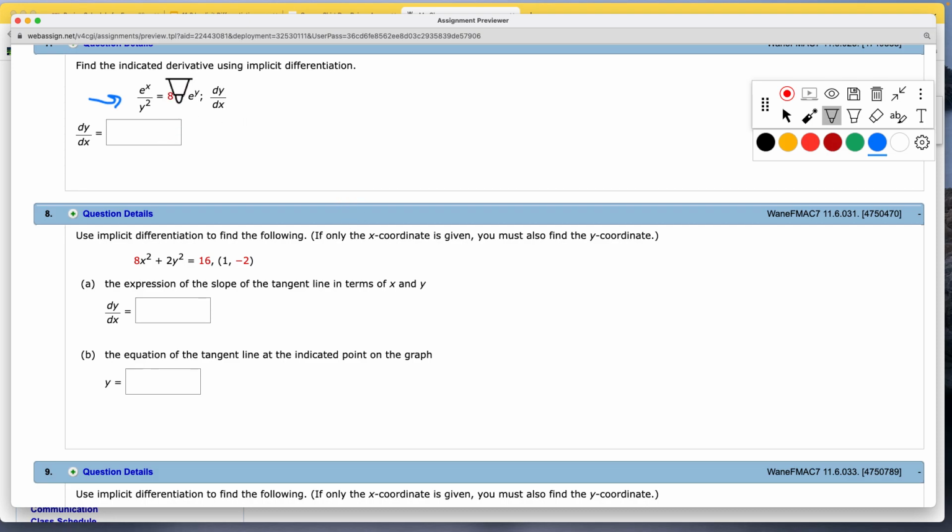So the first step is to do a little algebra. We're going to rewrite this as y to the negative 2 e to the x. Okay, and that's going to be equal to 8 plus e to the y.